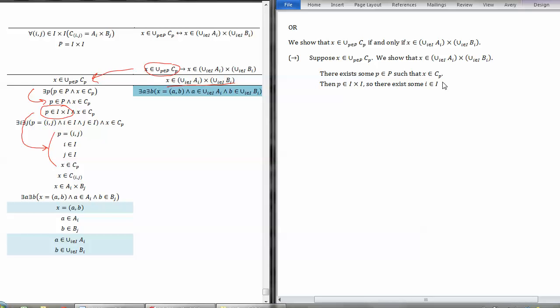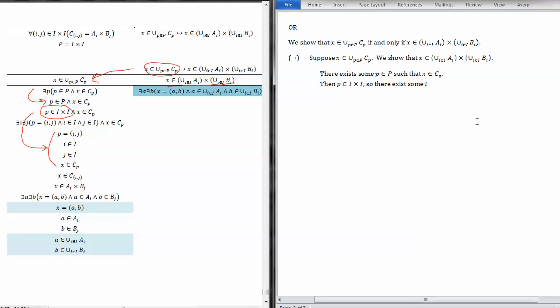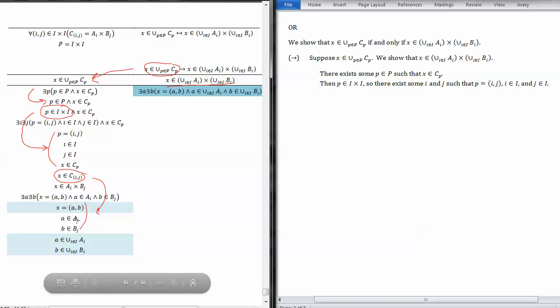Okay, where were we? So there exists some I in I. Oh, let me just say there exists some I and j, because that's how we wrote it over there, such that P is equal to that ordered pair. Then I is in I, and j is also in I. Okay, and then another replacement and definition of that, and existential instantiation, right? So basically C being in here eventually got us down to this stuff.